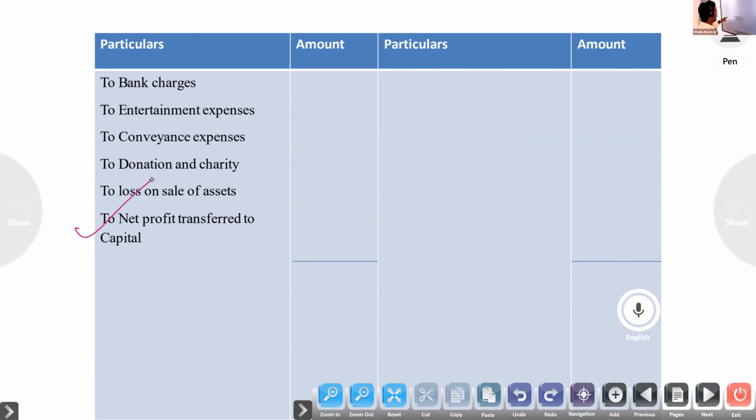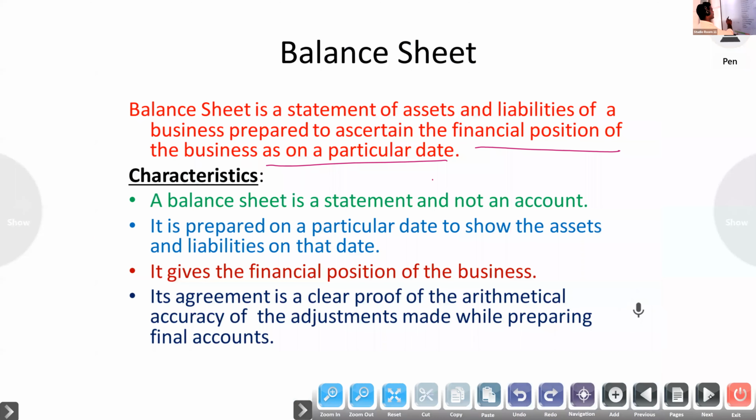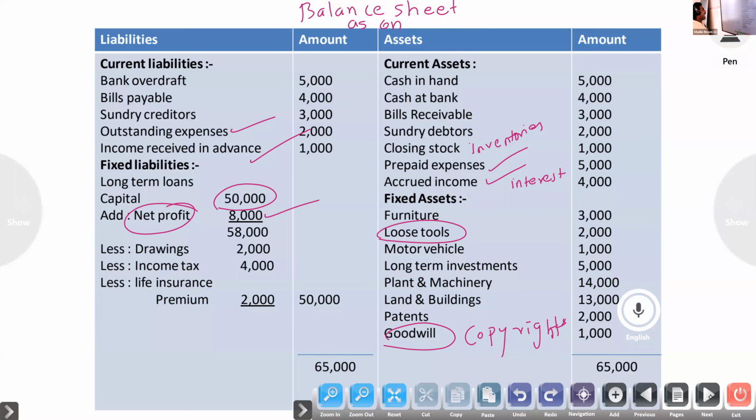This amount only. The net profit and loss account will give the balance amount that we have to transfer to capital. With the capital you have to add it. If it is a net loss, minus; the capital amount will decrease. If a profit is there, the owner's amount will increase: capital plus net profit. If it is a net loss, the capital amount will decrease, less net loss.